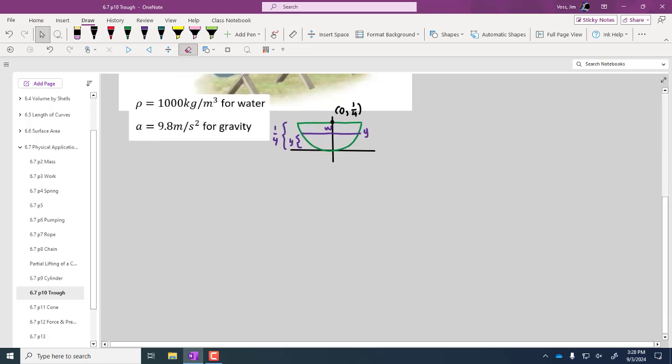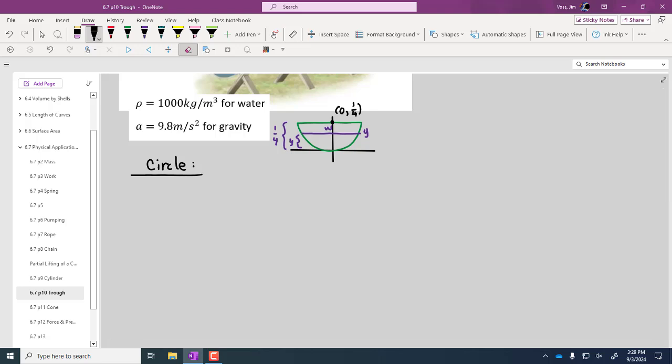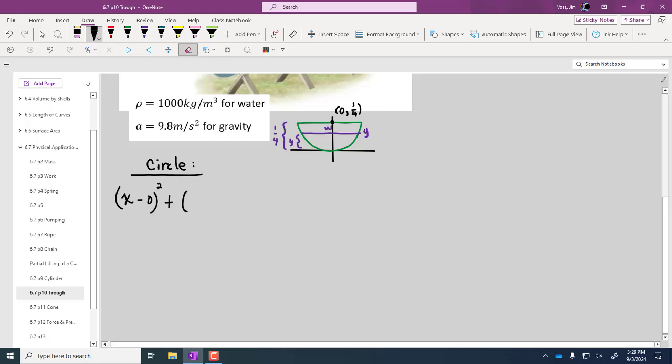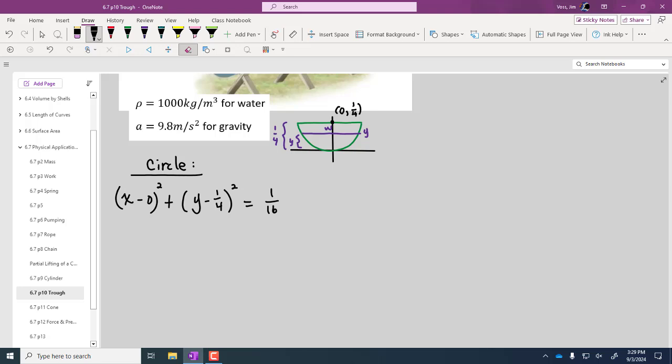So, equation of a circle. What is the equation of a circle? This circle is centered at (0, 1/4). So its equation is (x minus 0) squared plus (y minus 1/4) squared equals the radius squared. The radius is 1/4, so that's going to be 1/16. So that's the equation of a circle centered at (0, 1/4).